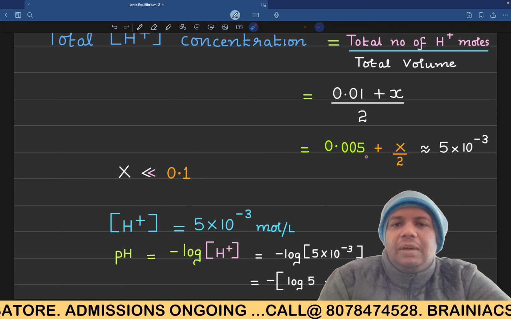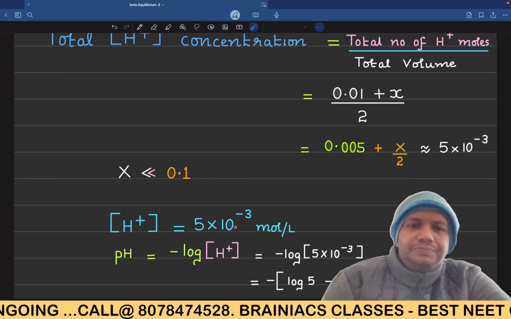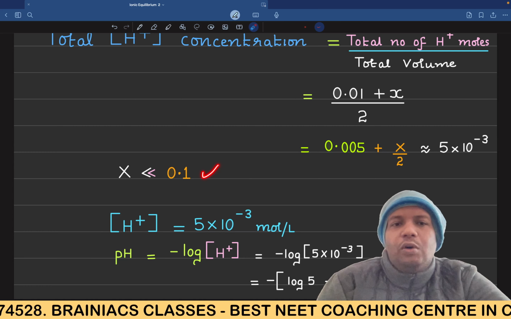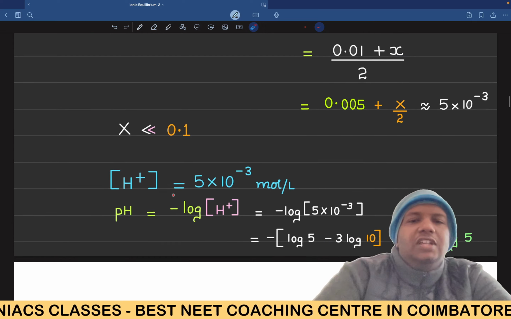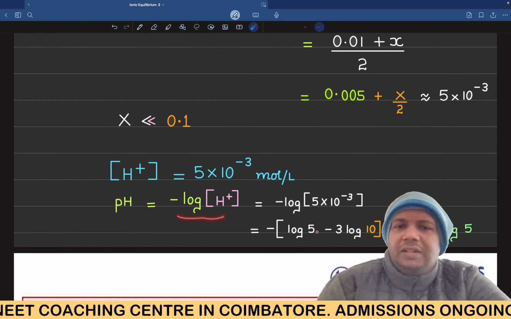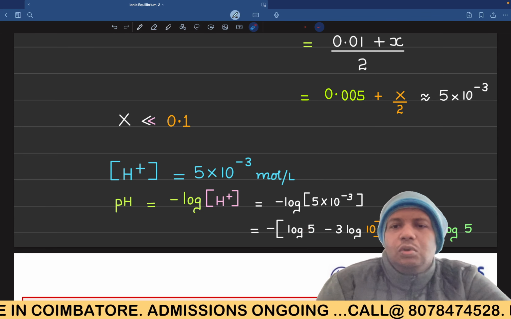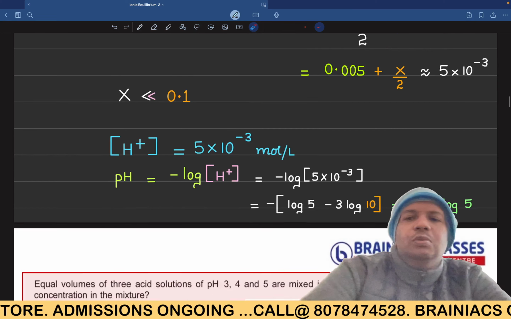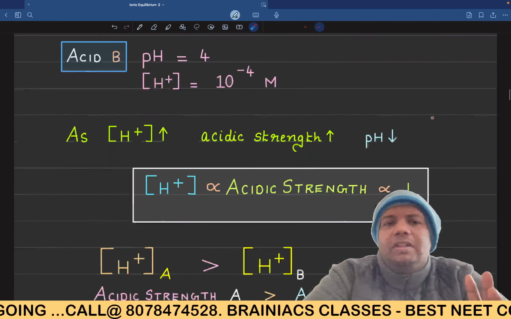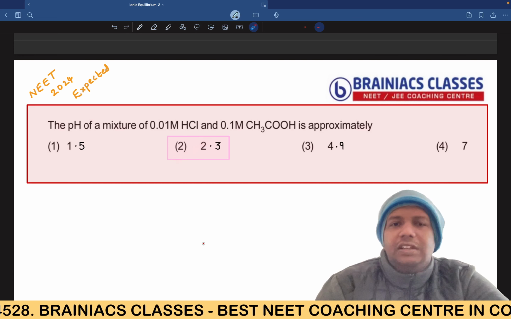So here it would become 5 into 10 power minus 3, and we are ignoring this. Why? Because X is very much less. We don't know alpha. So the H plus ion concentration is 5 into 10 power minus 3. We apply minus log H plus. Apply log of A into B, so log A minus log B. Calculating it, you get a value of approximately 2.3. Looking at the options, option 2 is 2.3.